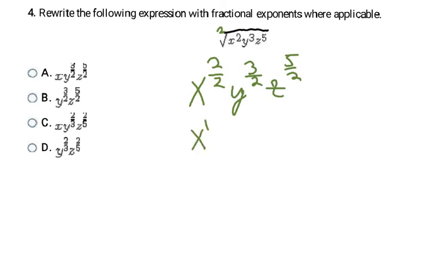However, we don't have to write x to the first. We can just write it as x, and the exponent of 1 is assumed. It's invisible there. And then my other 2 fractions I can't simplify anymore, so I leave y to the 3/2, z to the 5/2, and that leaves my final answer of A.